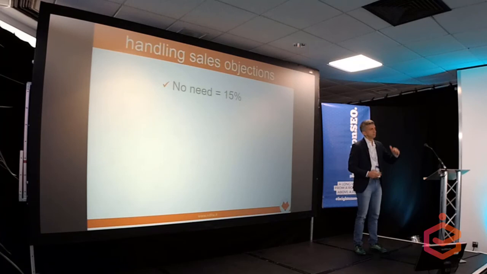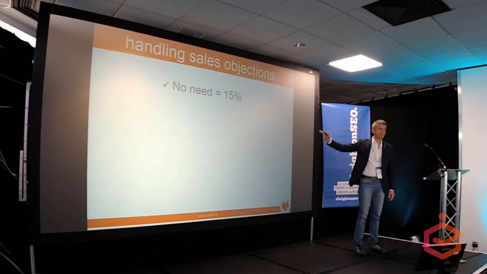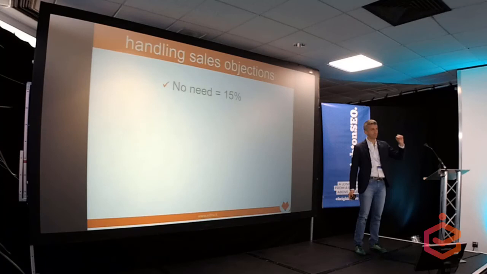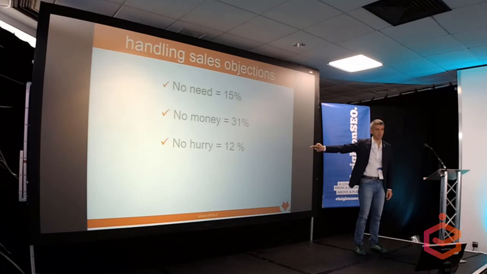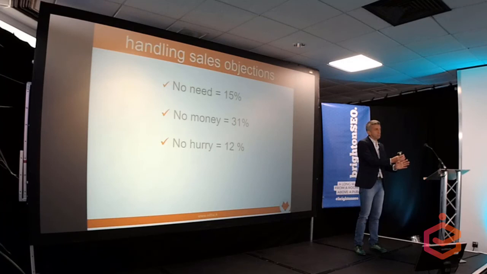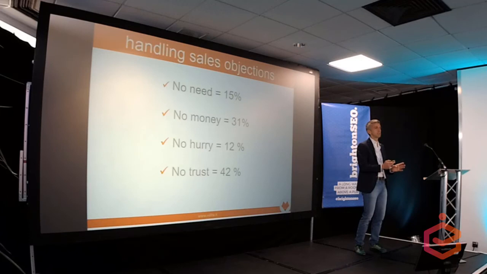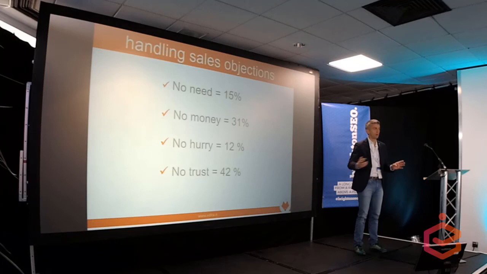So we tested different messages, focused on the different objections. No need, focusing on you don't need it now. We suggested different messages to increase the need. Every good seller knows how to build the need in the customer. And we found that only 15% of our bounces were built on no need. About no money, 31%. No hurry, 12%. And we were focused on this the first time. We thought, okay, remarketing, we can follow the customer who didn't buy right now because he's doing something else. Let's follow him with the same message everywhere. But no trust: 42% of the sales that we made following the customers were based on no trust.